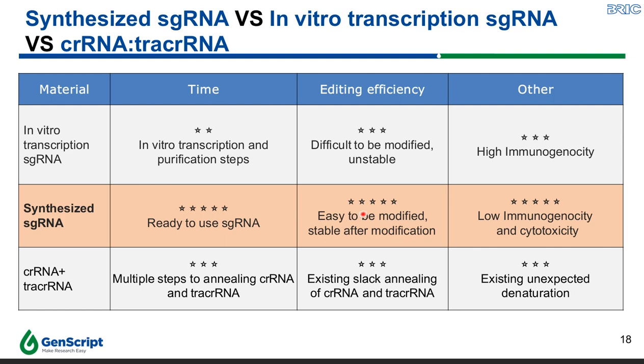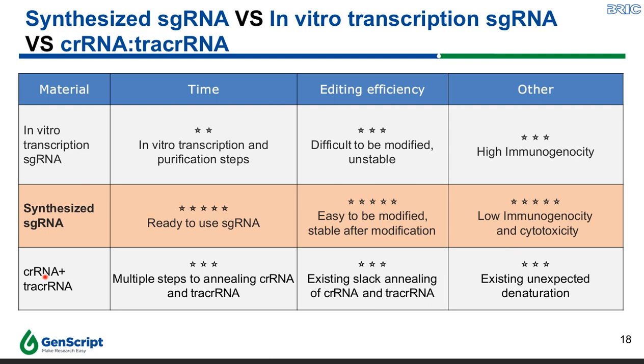This table summarizes the advantages and disadvantages of the three different types of guide RNA that I mentioned. The IVT sgRNA requires in vitro transcription and a purification step. And as I mentioned earlier, this IVT sgRNA may bring an immunogenicity issue due to the presence of the 5' triphosphate. The chemically synthesized sgRNA, which is without the 5' triphosphate, is a ready-to-use sgRNA, and it can be easily modified to make it more stable in order to improve the genome editing efficiency. Most importantly, this sgRNA has a low immunogenicity and cytotoxicity effect.